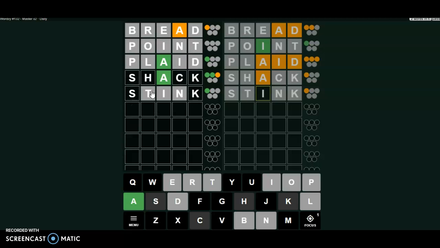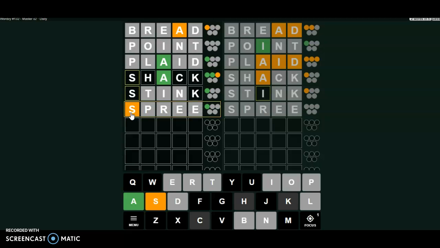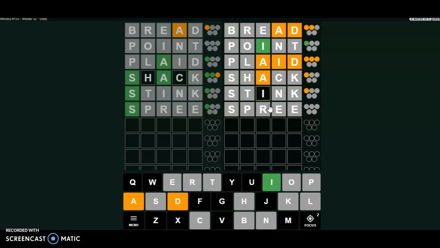Oh yeah. So that's weird. Now we have to think which one is the green, the S or the K. So we're gonna go with the word spree. So we now know that the K does not exist. Now we need to figure out which one is the yellow. Huh? Oh, the I doesn't exist. Look at that.